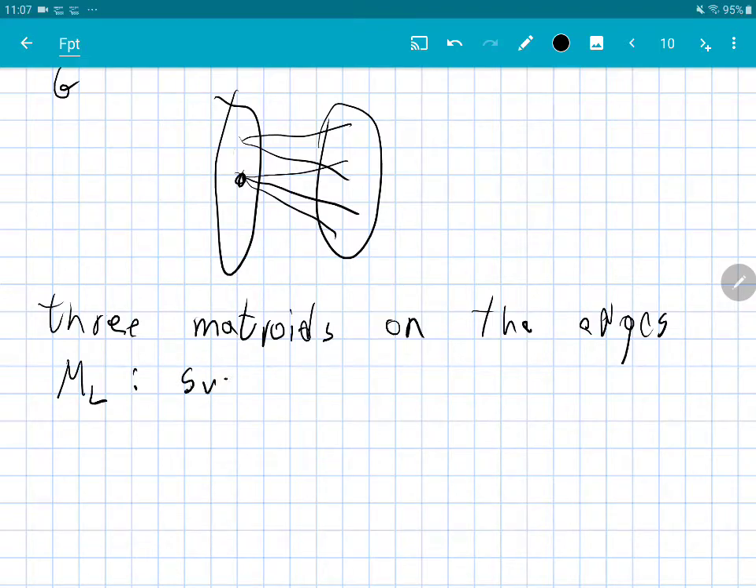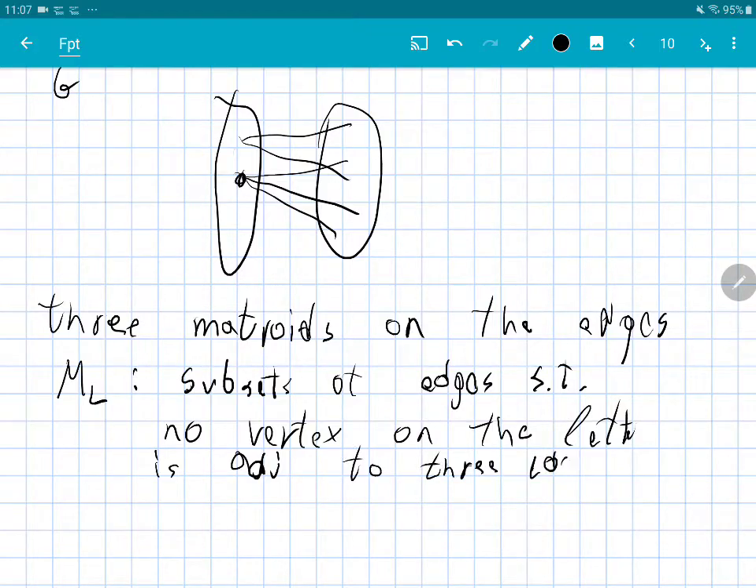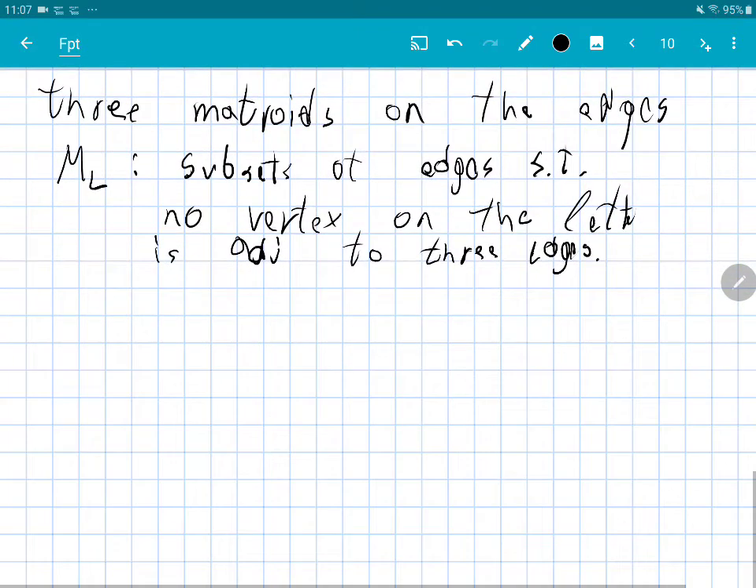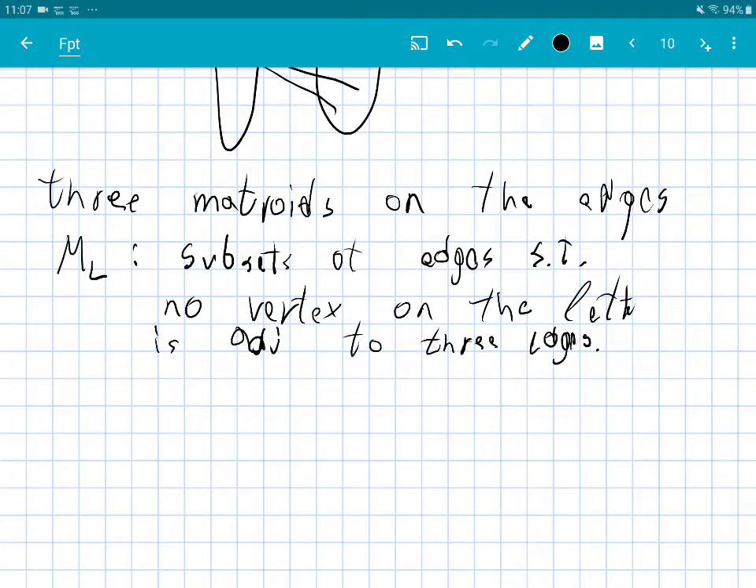Edges, subsets of edges, such that no vertex on the left is adjacent to three edges. Okay. And this is clearly a Matroid. So that's the left Matroid.